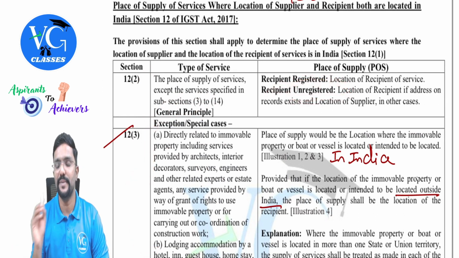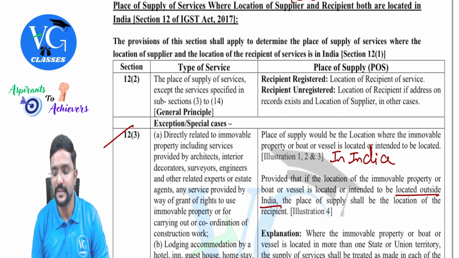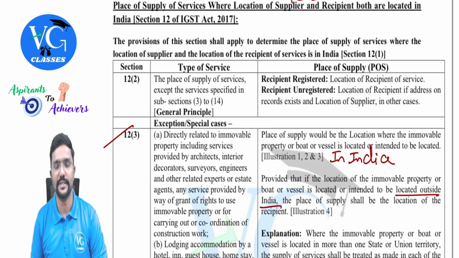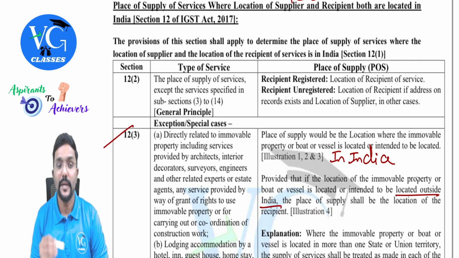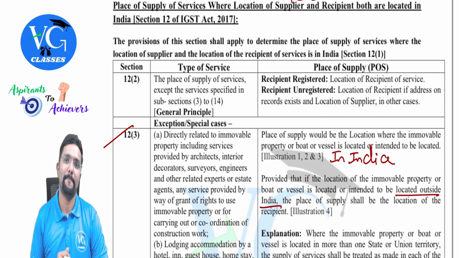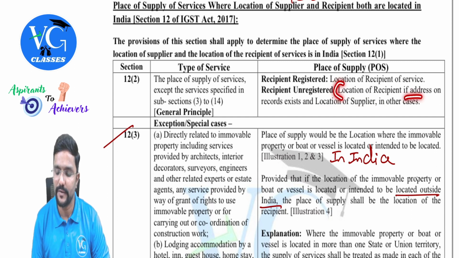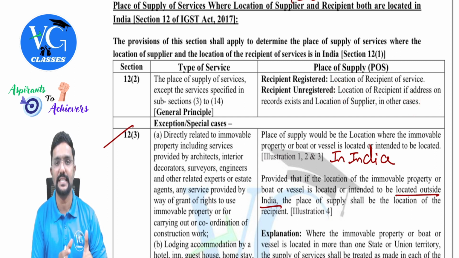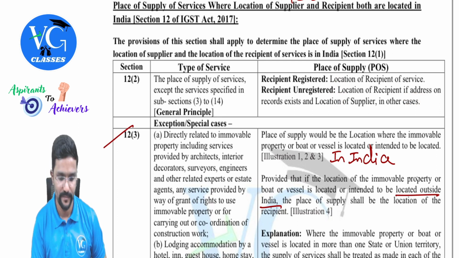In our case, the recipient is unregistered. So if recipient is unregistered, we need to take location of recipient if address exists. If not, then location of supplier. And as the question is silent, we need to answer from both the points of view. If address exists, what? If it doesn't exist, what? Both.